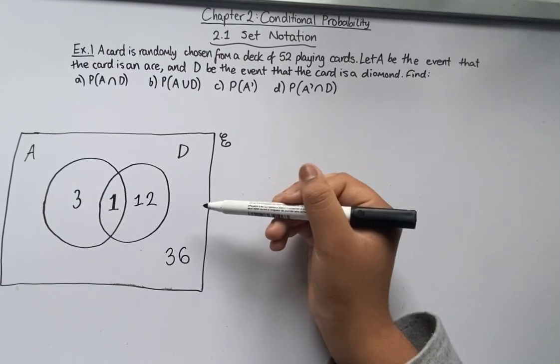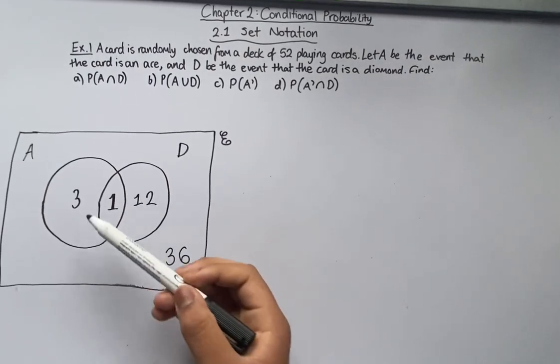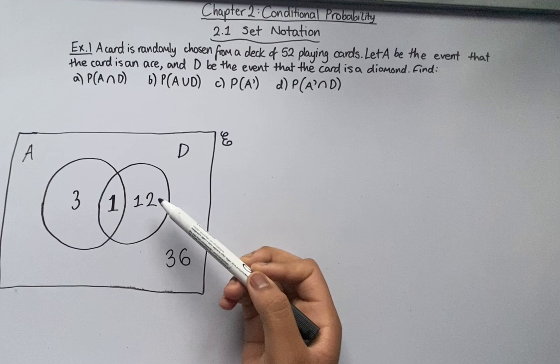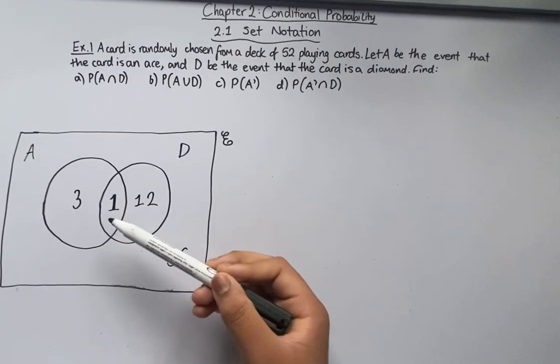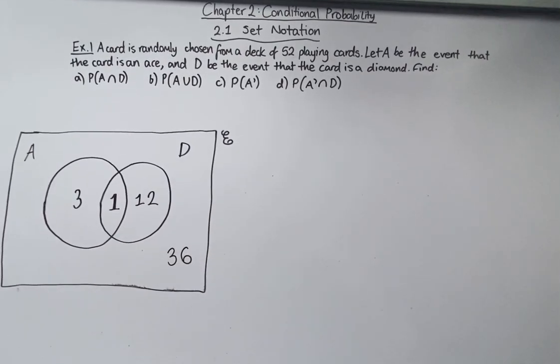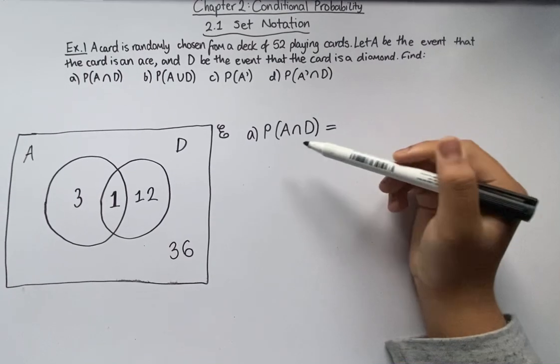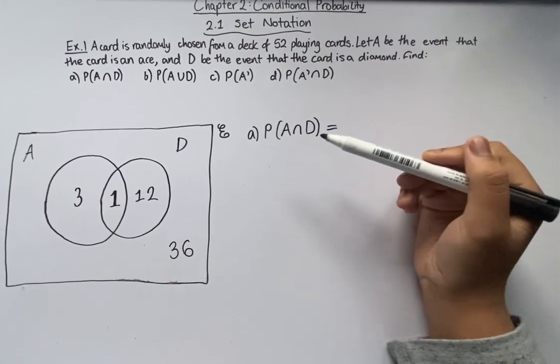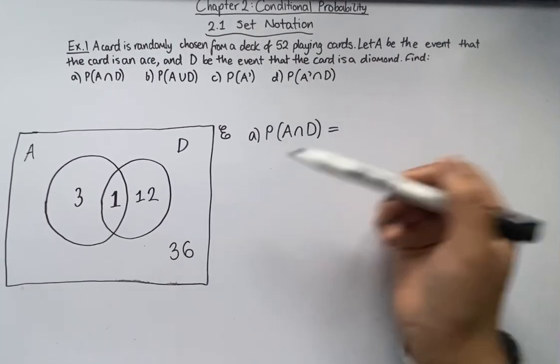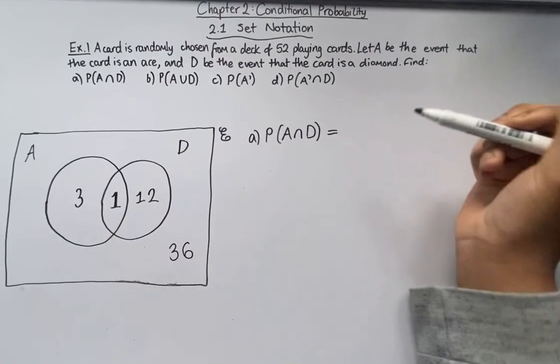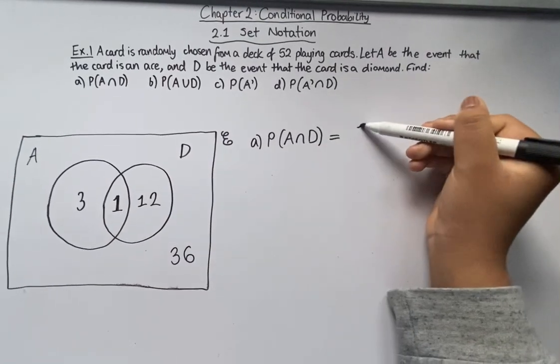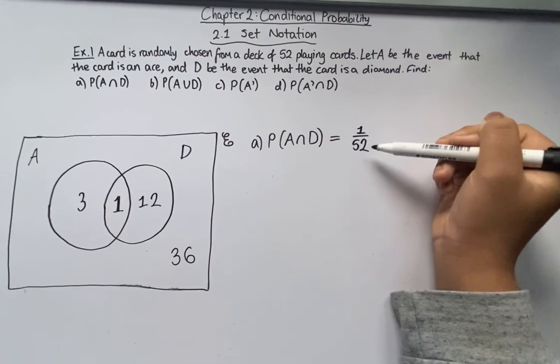We can draw a Venn diagram to represent these events with 4 aces, one of them being a diamond, 13 diamonds, one of them being ace, and 36 other cards. For part A, the event A intersects D is the event that the card is the ace of diamonds, and we can see there's only one. So the probability that A intersects D will be 1 over 52.